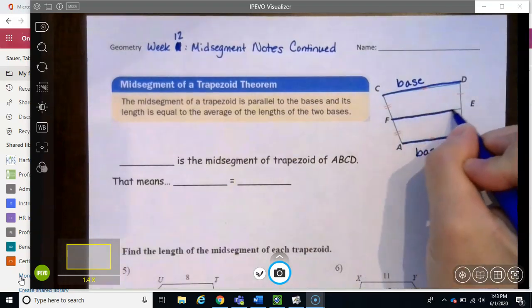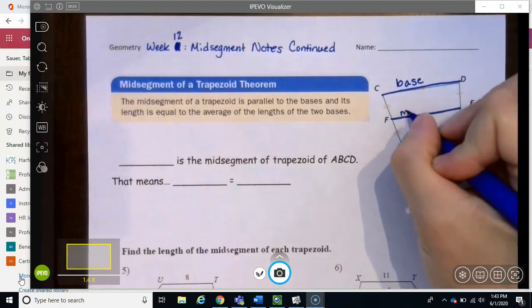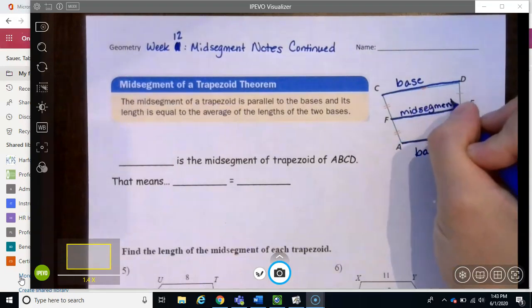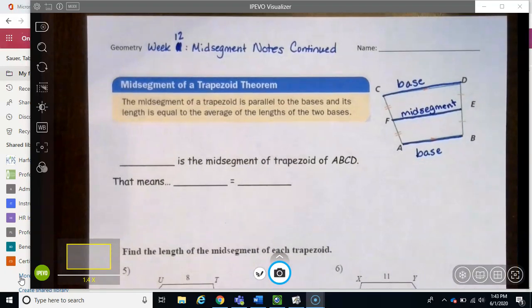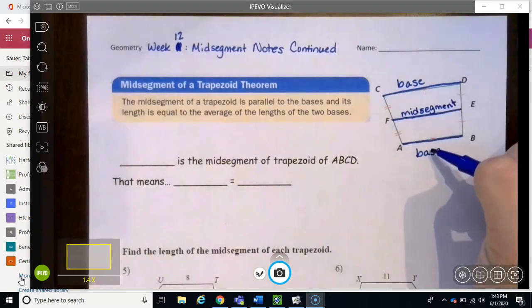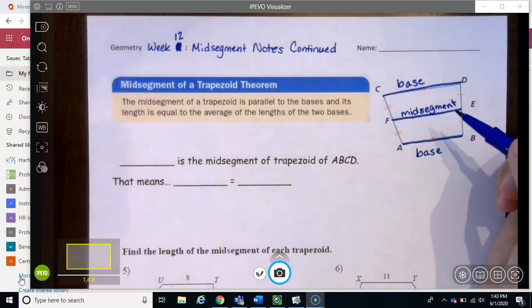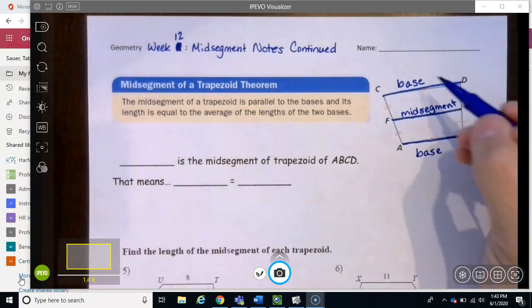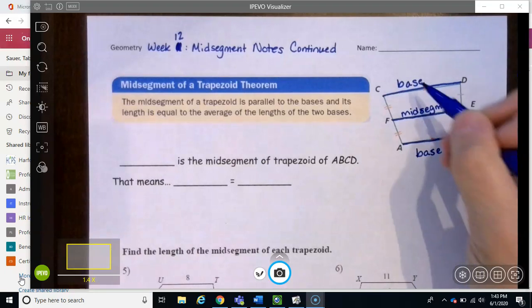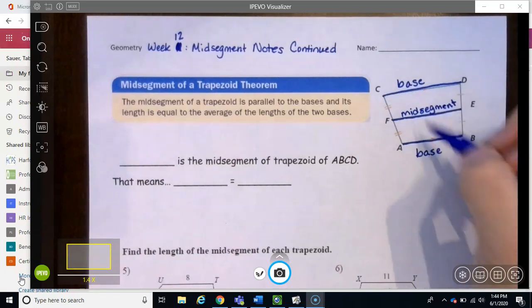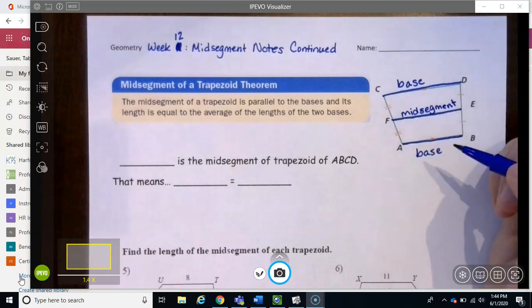So here's your midsegment. Okay, and it is equal to the average of the lengths of the two bases. So we got to find the average of these two bases, and that'll be the length of the midsegment. So whenever you find the average of anything, you always have to add them together. So there's two things, so we add those two things together and then divide by how many things there are. So we would add the two bases together and then divide by 2.